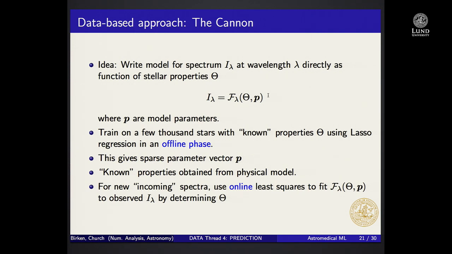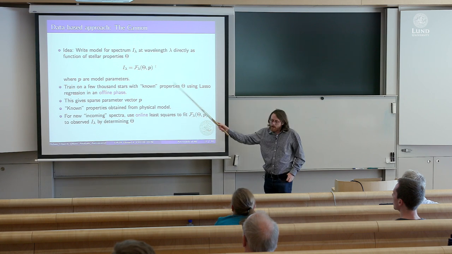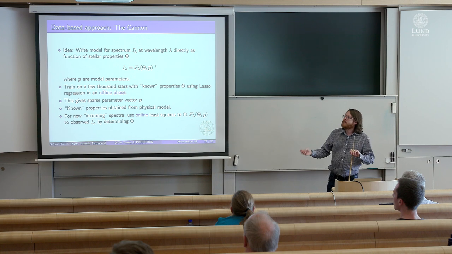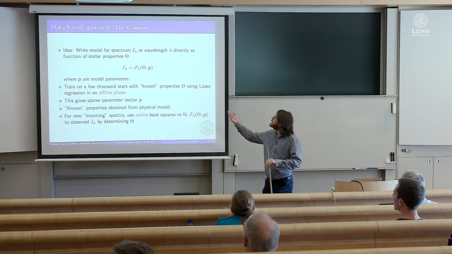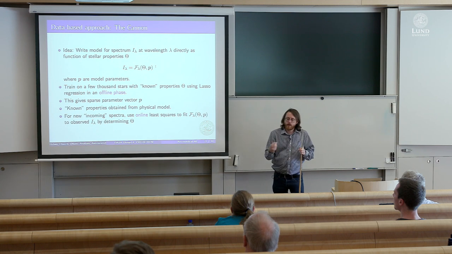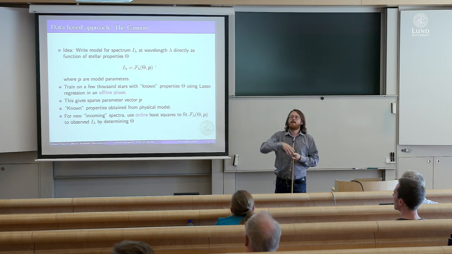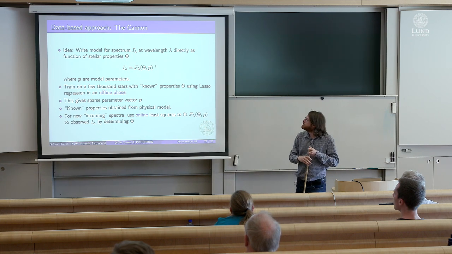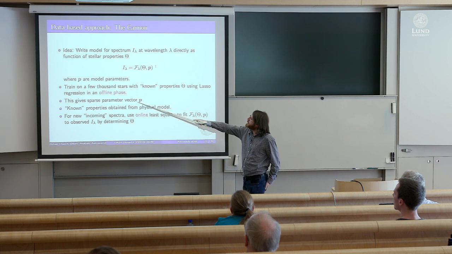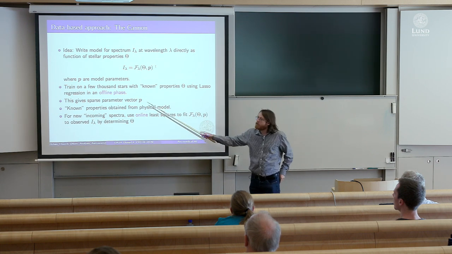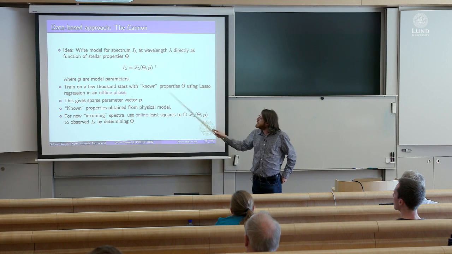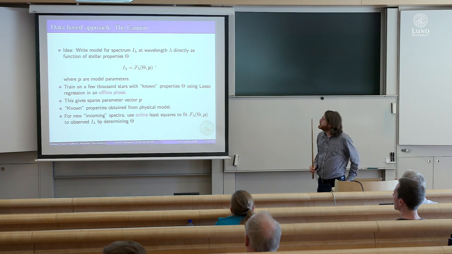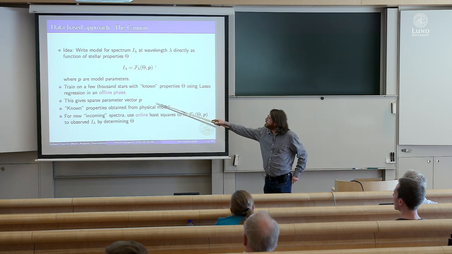And you train this ad hoc model on a sample of stars, perhaps a few thousand, with known properties. So in this case, those are spectra that we've synthesized ab initio. If you're doing the real analysis, they can be spectra that you've actually taken off your telescope, but you've then analyzed using a physics-based model. And this gives you a vector of the parameters of your model, and you use a lasso regression to make sure that that's sparse, because that makes the model cheaper and it avoids it overfitting.